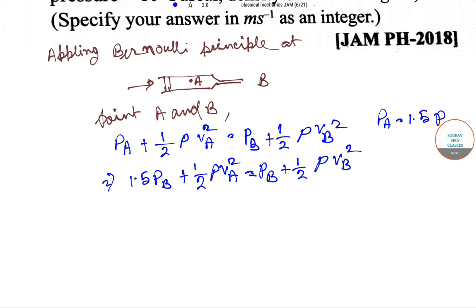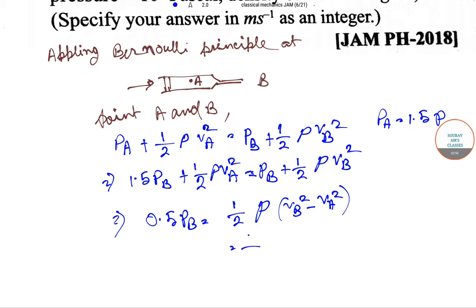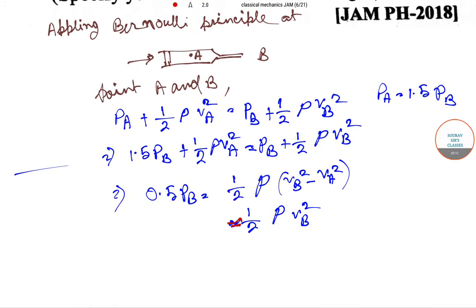Now we can write 0.5 PB is equal to half of rho into VB square minus VA square. This is nearly equal to half of rho VB square, since VA is negligible. So VB is equal to root over of PB by rho.